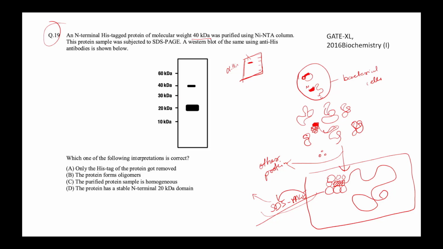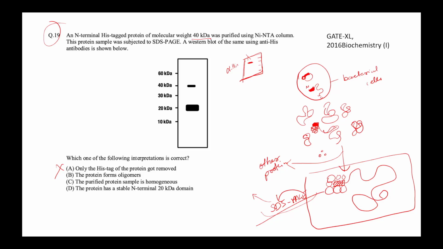So the 40 kilodalton band would also not be visible, but we are still able to see the 40 kilodalton band. That means the tag is still present. If the tag is removed, no band will be visible, because the antibodies you are using are against the tag, that is, anti-histidine antibodies. If the tag is not there, bands will not be visible, but you are still able to see the bands. That means the tag is intact. So the first option is wrong.